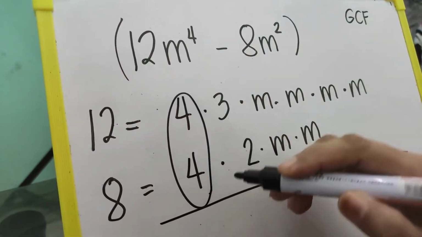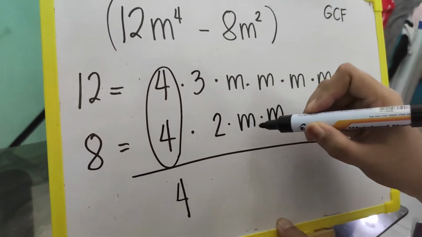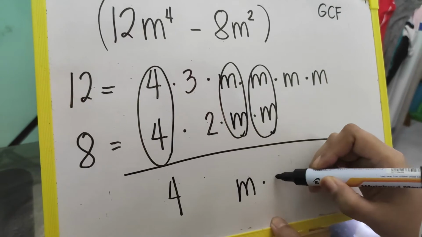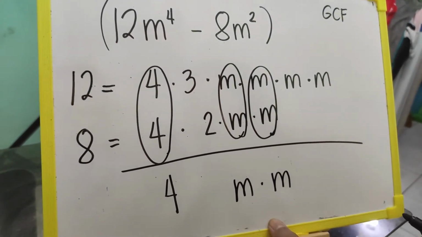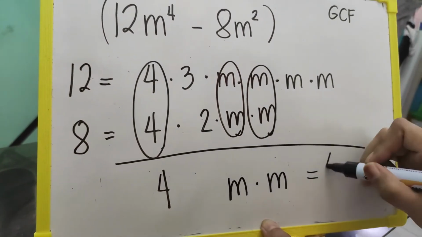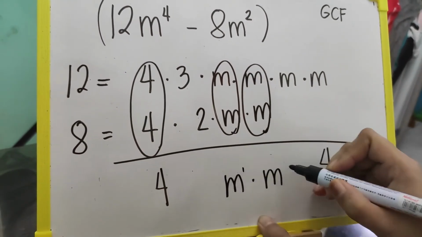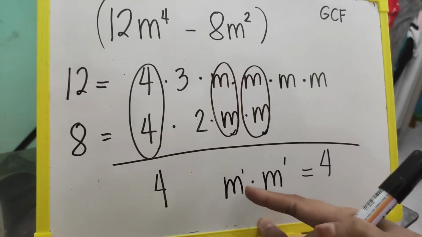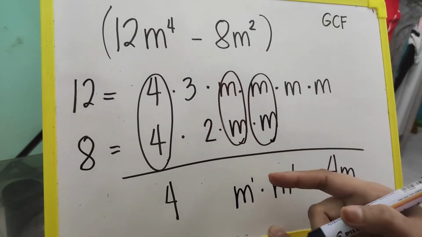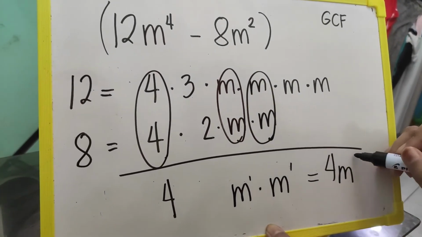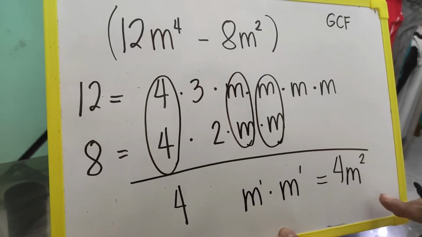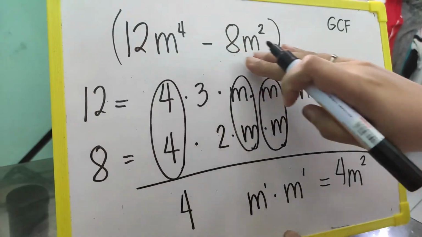So we have here 4, that's their common factor. We also have m and another m, and no more. Therefore, this is the GCF. 4 m times m is, go back to the law of exponents, multiplying the same bases. What are we going to do with the exponent? We have to add. So 1 plus 1 is 2. This is their common factor, so we will be using it in factoring the given here.